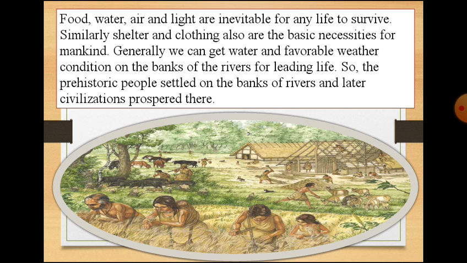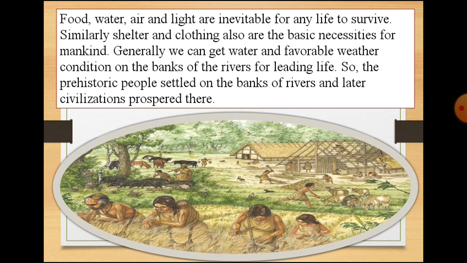So they understood how they should acquire them. They started hunting animals for their food. They started to use the skin or the bark of trees as their clothing. This was the necessity of their life. So the prehistoric people settled on the banks of rivers, and later civilizations prospered there.